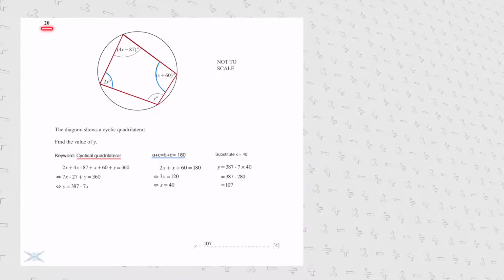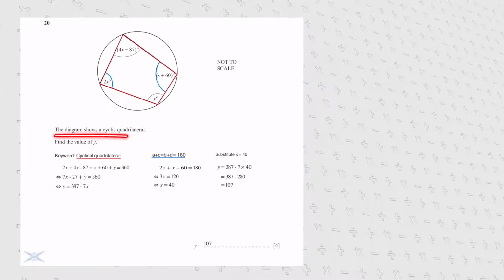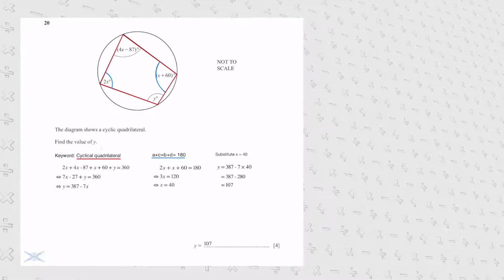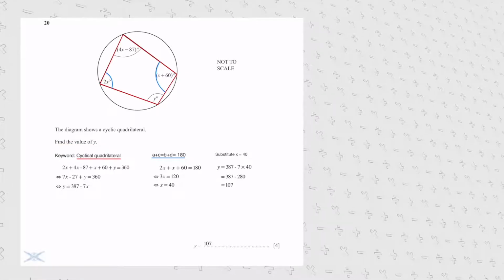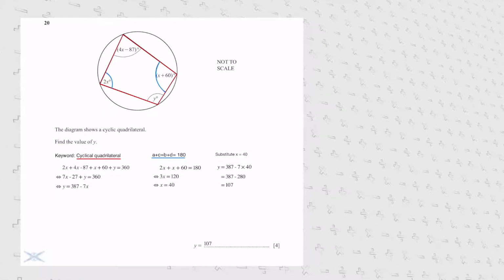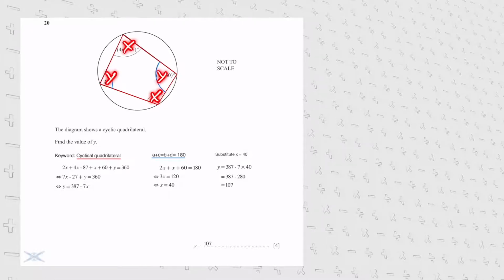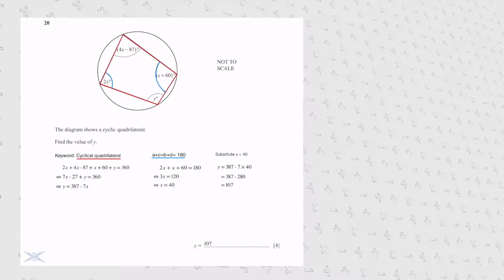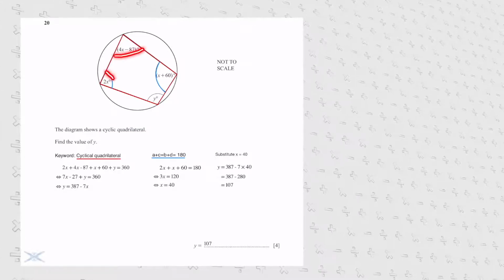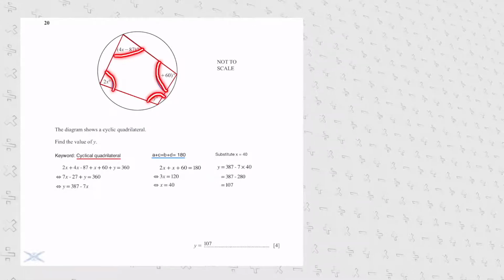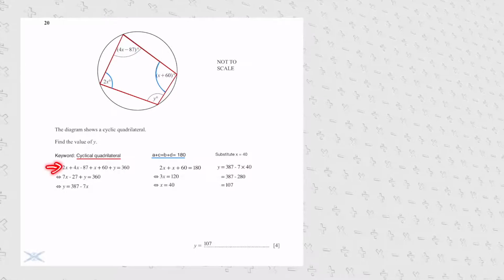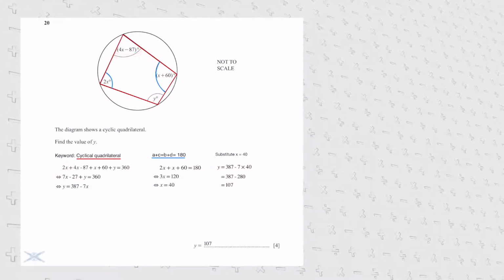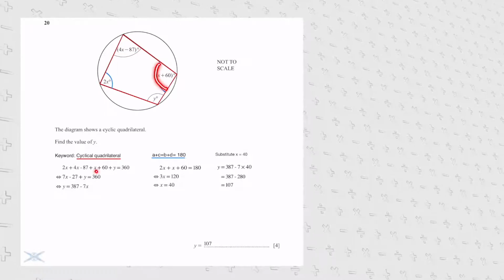In exercise 20, we are presented with a diagram that shows a cyclic quadrilateral, and the goal for us is to find the value of y. To do so, we need to keep in mind that in a cyclic quadrilateral, opposite angles add up to 180. So our first keyword here is cyclic quadrilateral, and as we know, the sum of all of the angles in each quadrilateral adds up to 360, which is represented by this equation over here. So we got our 2x plus 4x minus 87 plus x plus 60 plus y.